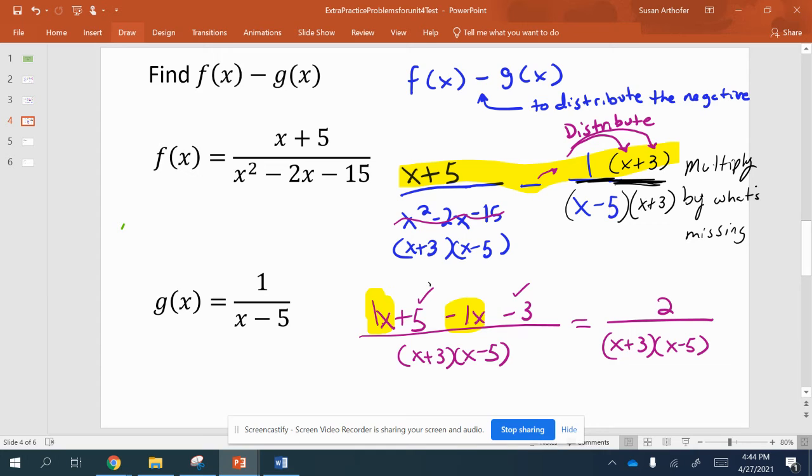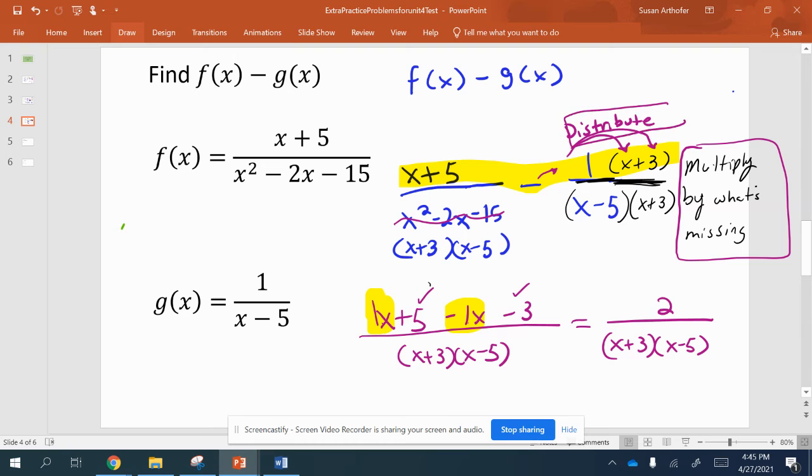And the next one, this was the subtract. We just had to remember to watch that we bring up that negative sign, right, when we have subtract. So don't forget to distribute the negative. So same idea. We had to factor to find out what was missing. Multiply the tops and the bottom by what was missing. Use the distribute right here. And then combine like terms for our final answer.